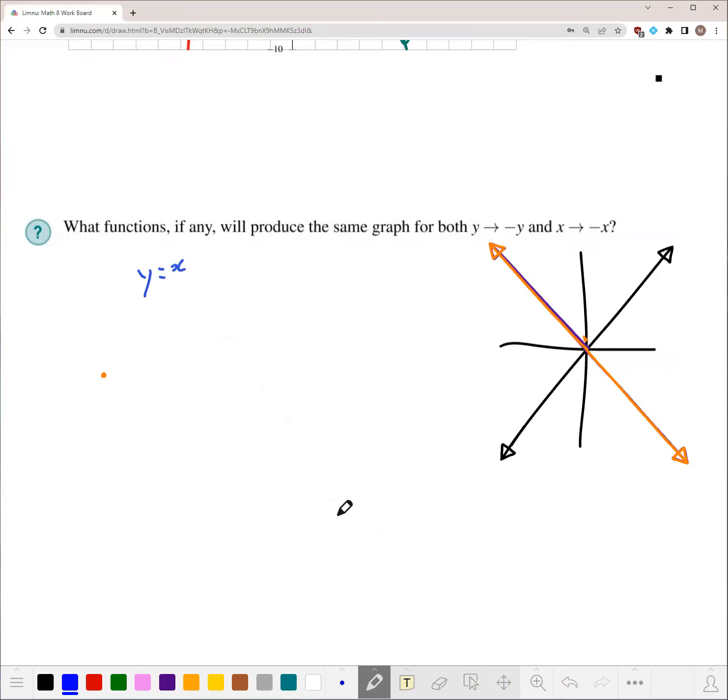So think about this. What other kinds of functions would match? Another way to spin this is, if the graph is based on the function, what sort of functions will end up the same way when you replace everything with a negative versus only the x with a negative? And it goes back to what we were talking about with our previous one.